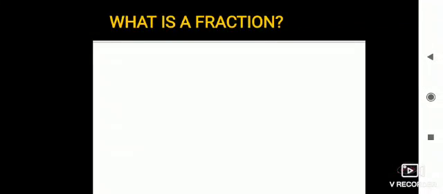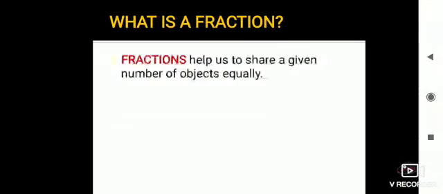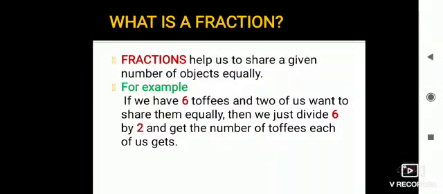First of all, let us understand what a fraction is. Fractions help us to share a given number of objects equally. In the previous chapter, you learnt how division helps us to share things equally. Fractions also help us to share objects equally. I'll explain with the help of this example. If we have 6 toffees and 2 of us want to share them equally, then we just divide 6 by 2 and you get the number of toffees each of us gets.